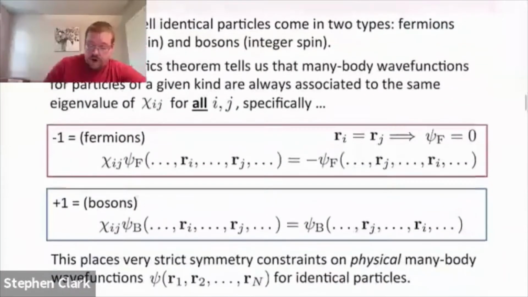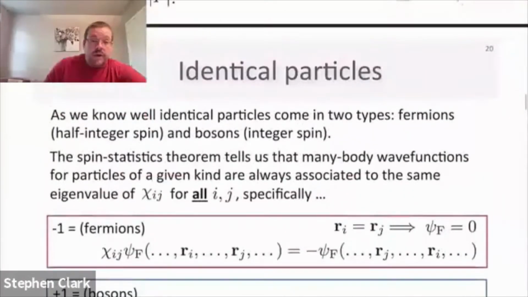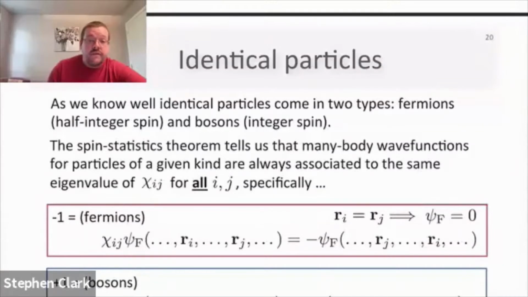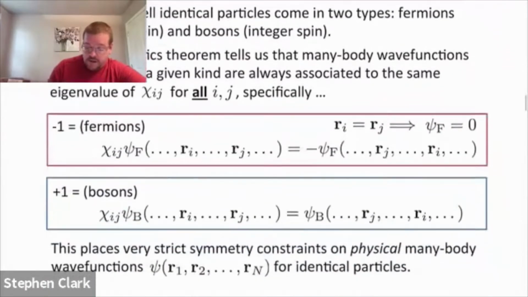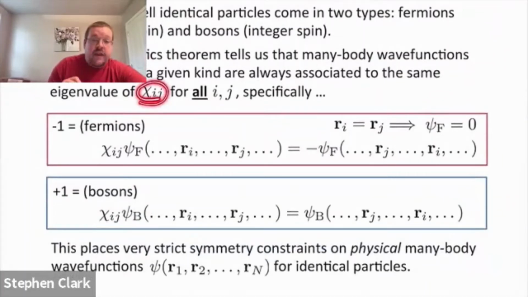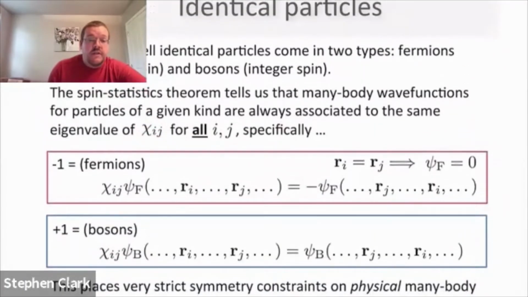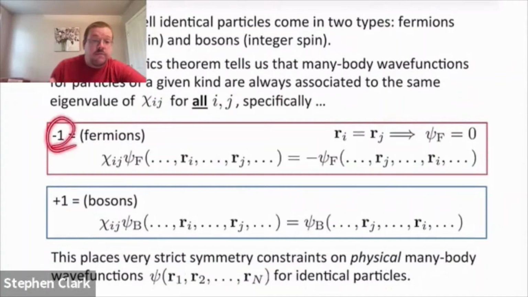Right, so as I'm sure you know, particles come in two different varieties, fermions and bosons, depending on their spin. This is the spin-statistics theorem. And this tells us that the wave functions of many fermions behave the same for all exchanges. So they have the same behavior, the same eigenvalue for any exchange of particles. And in the case of fermions, the eigenvalue is -1.